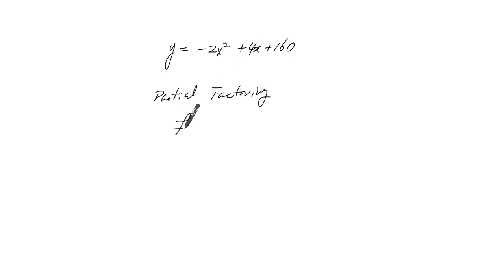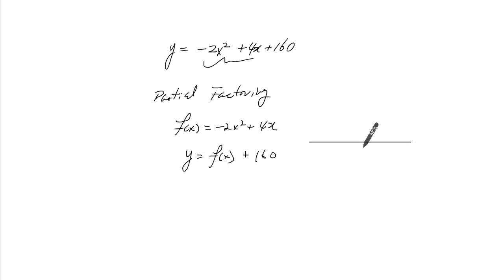Let's consider f of x as just the first two terms, negative 2x squared plus 4x. So if y is equal to f of x, this part, plus 160, then the original y is this. All this does to the function f of x is that the new y, equal to f of x plus 160, raises the graph upwards by 160. So compared to the original one, it just raises the graph up.